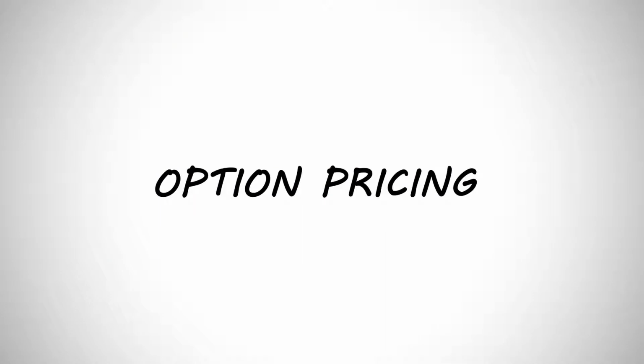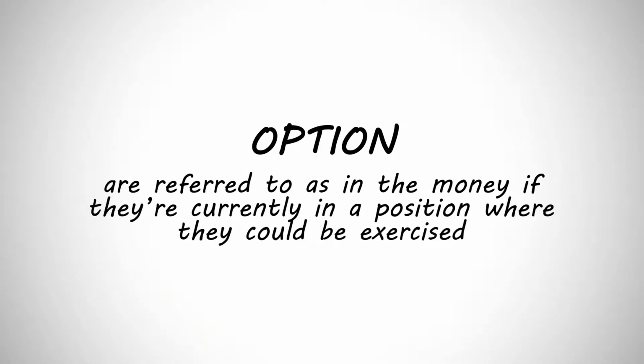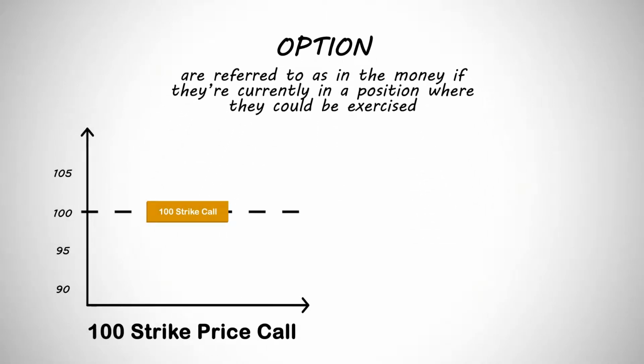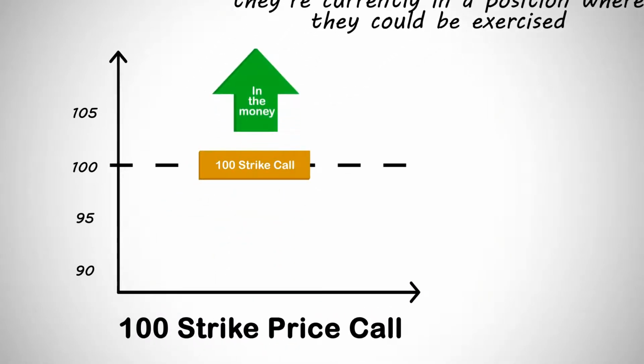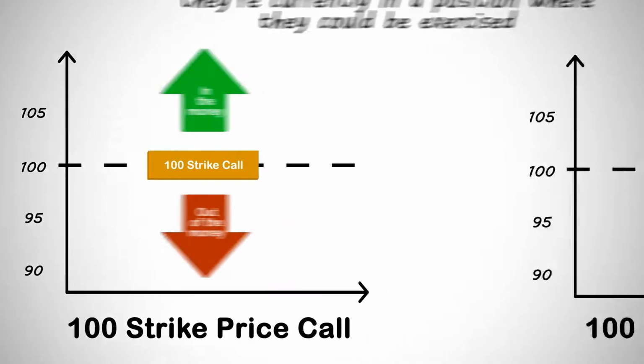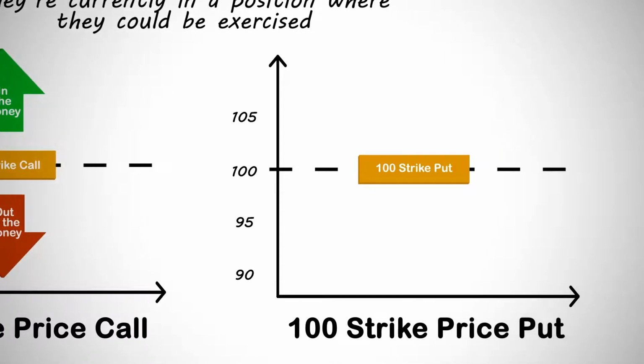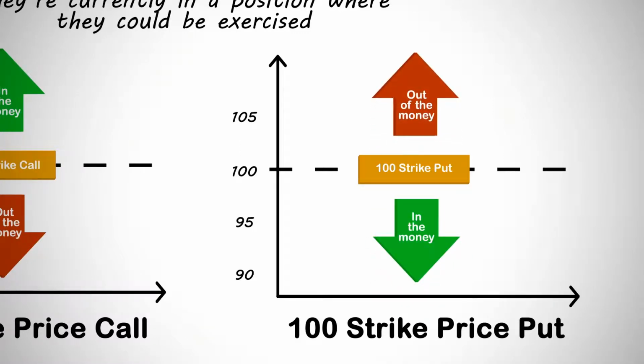Now, let's talk a little bit about pricing. Options are referred to as in the money if they're currently in a position where they could be exercised. In the case of a 100-strike price call, when the stock goes over 100, the option would be in the money. If the call is trading under 100, it would be said to be out of the money. As you probably guessed, a 100-strike price put would be considered in the money if the stock trades below 100, and would be considered out of the money when it trades above 100.